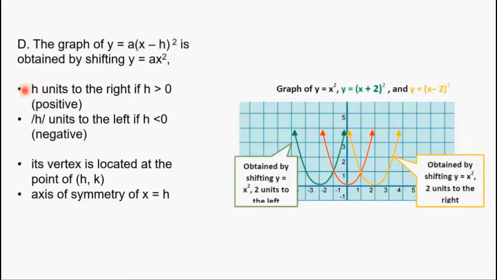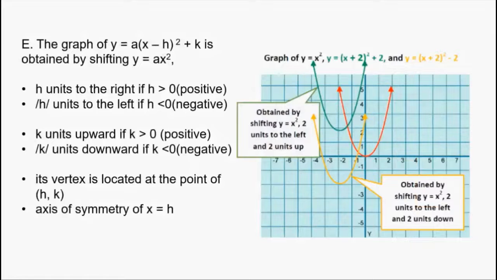Next, the graph of y is equal to a times the square of x minus h plus k is obtained by shifting y is equal to ax squared. So, dito, ang movement ng ating reference is sabay na. Hindi lang siya up and down, hindi lang siya left and right. Kundi may up na at may left-right na combine. So, to determine kung ilang movement niya pa kanan or pa kaliwa, tingnan lang natin yung h.